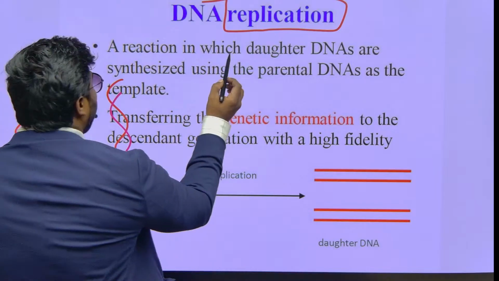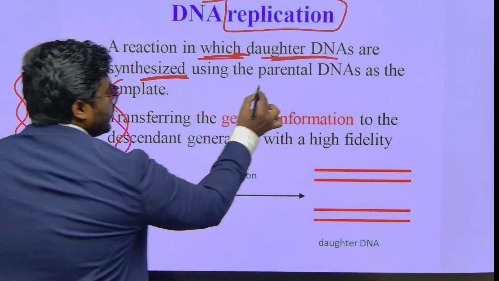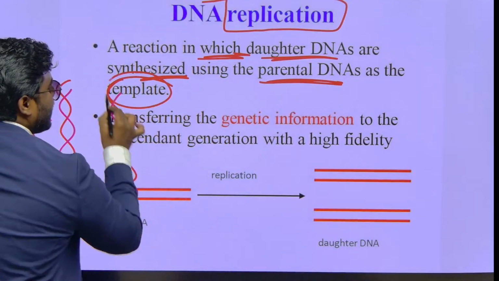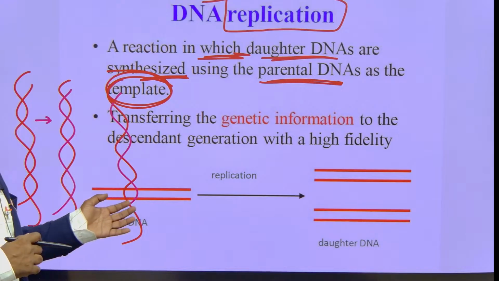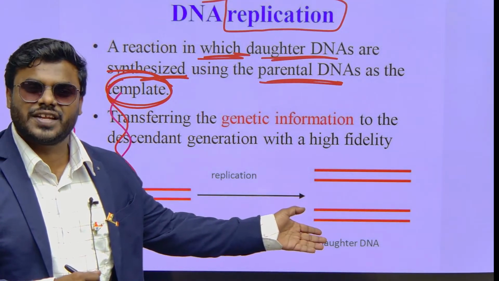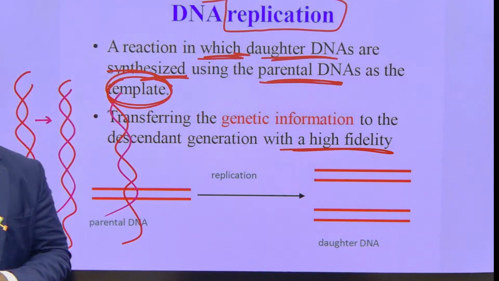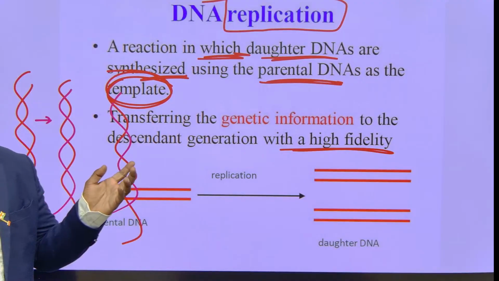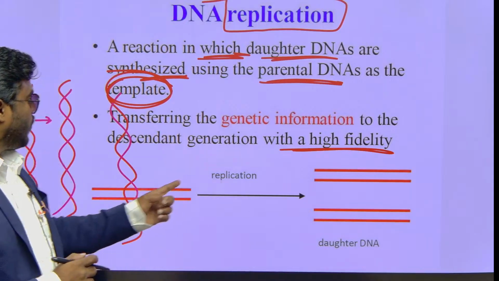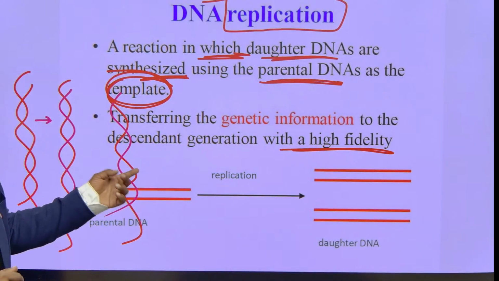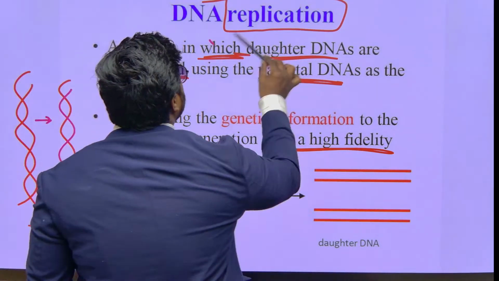So, a reaction in which daughter DNAs are synthesized using the parental DNA as the template. That's all. See, what is the ultimate goal of replication? The ultimate goal of replication is transferring the information from one generation to another generation, and this is the most important point, with the highest fidelity or highest accuracy. So in simple words, DNA replication is a mechanism of synthesis of what strands? Daughter strands, by using parent strands as templates. This is a simple biological definition.